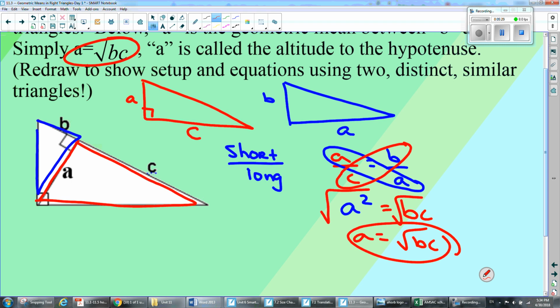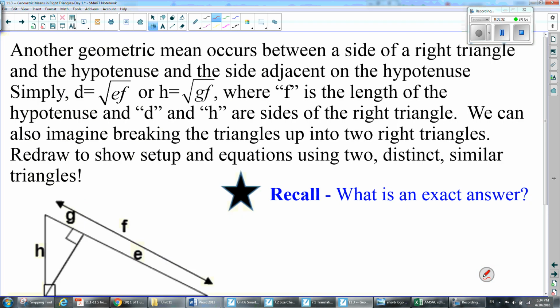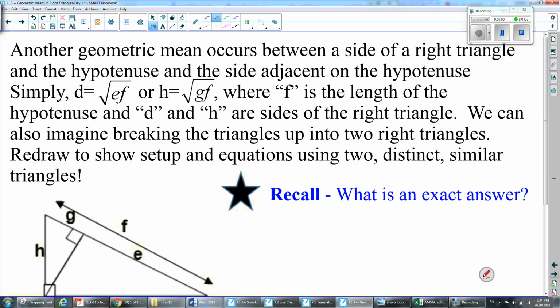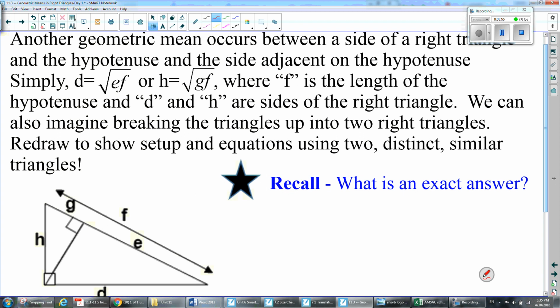So another geometric mean occurs between a side of a right triangle and the hypotenuse and a side adjacent on the hypotenuse. Really what we're trying to say is, here we broke this triangle down into the two smaller triangles, the blue triangle and the red triangle. In this next example, we're going to split the triangle into one of the small triangles and compare that to one of the big triangles, or the whole triangle.